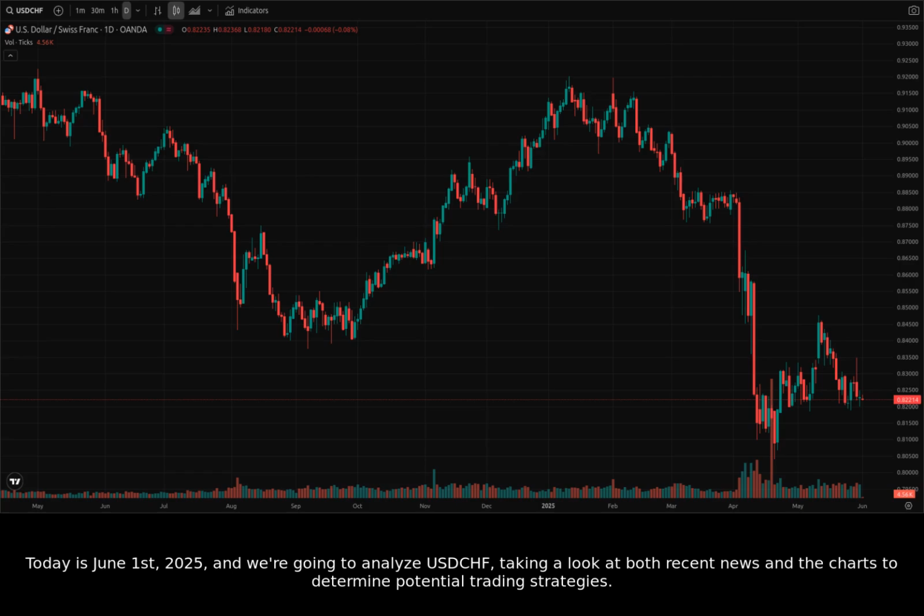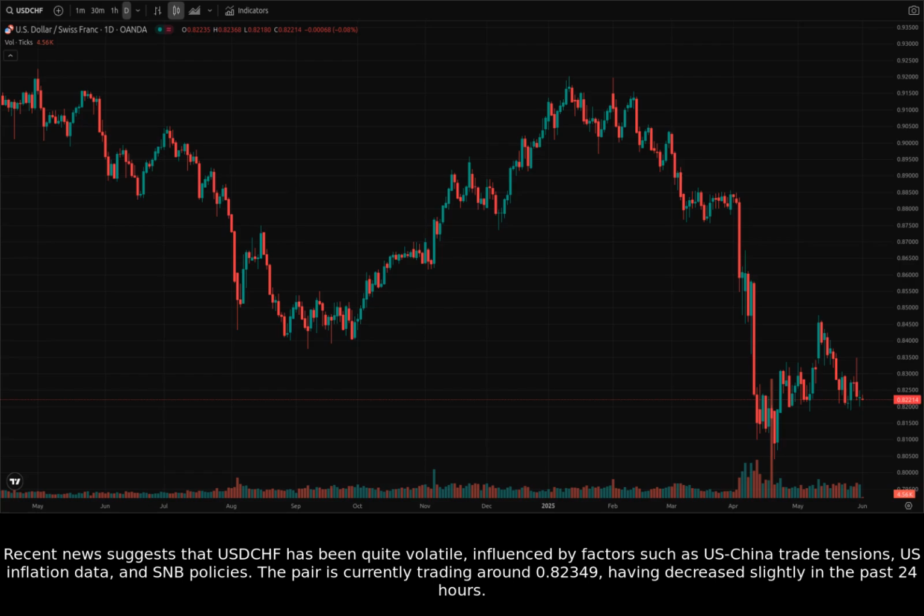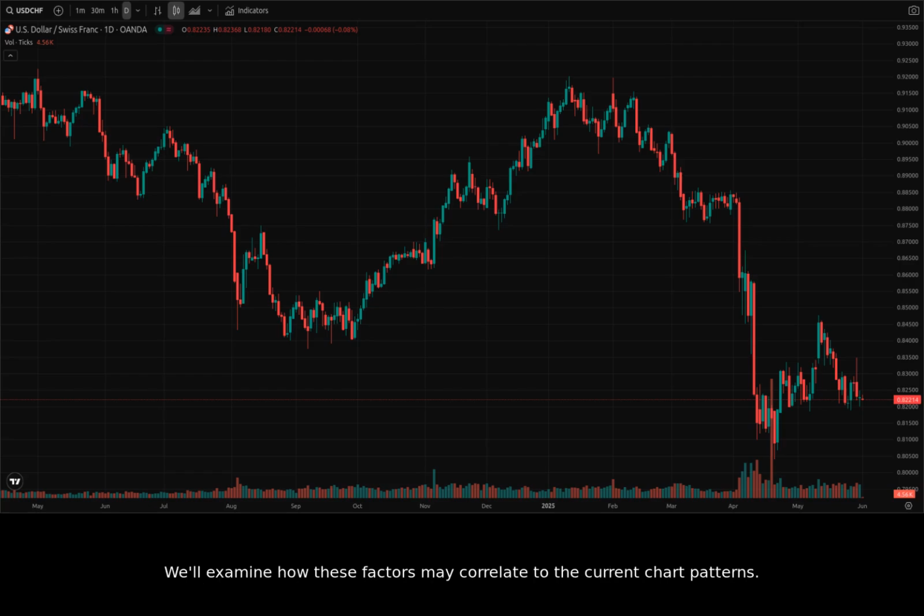Today is June 1st, 2025, and we're going to analyze USDCHF, taking a look at both recent news and the charts to determine potential trading strategies. Recent news suggests that USDCHF has been quite volatile, influenced by factors such as US-China trade tensions, US inflation data, and SNB policies. The pair is currently trading around 0.82349, having decreased slightly in the past 24 hours. We'll examine how these factors may correlate to the current chart patterns.